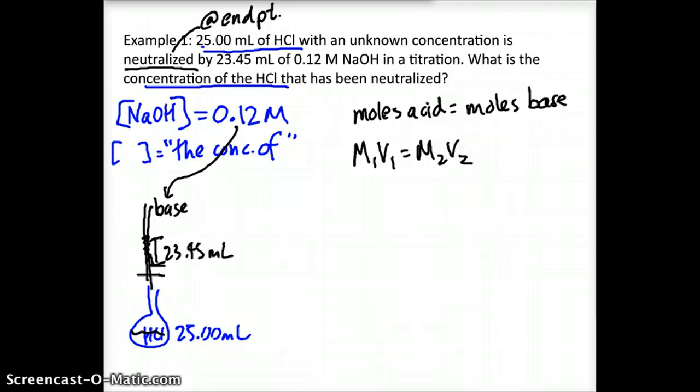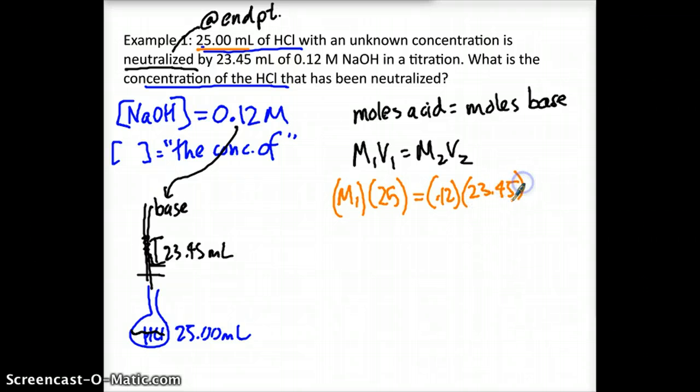So now that I have this equation, I just need to plug in my givens. Well, M1V1, let's see, what do I start with? Well, I'm dealing with HCl, so 25 milliliters. So I don't know the concentration, M1, 25 milliliters, equal to M2, which is 0.12, times V2, 23.45.